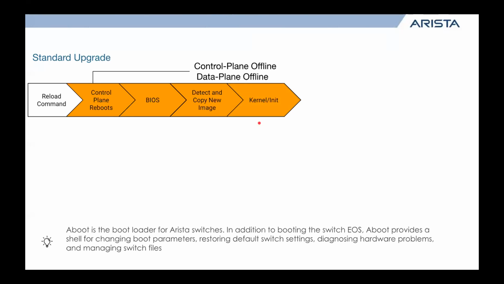Then we go into our kernel and init phase. This allows us to self-identify the hardware. Because we use the same binary for all those different platforms, this is a stage that says, hey, what hardware am I running? And it will use that product-specific information to figure out which programs need to launch.